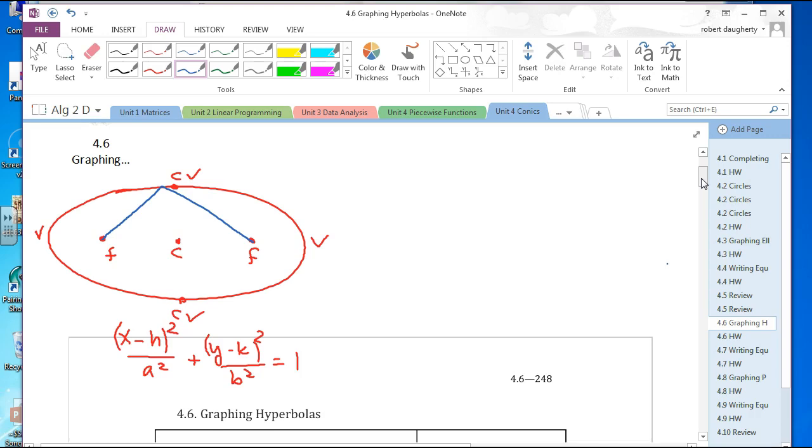Now, what you can think of, let's just suppose, for example, if I were to cut this in half. Suppose I were to cut this ellipse in half and then use your imagination and just fold it out. So basically just expand it out like this. I would get something that looks like this.